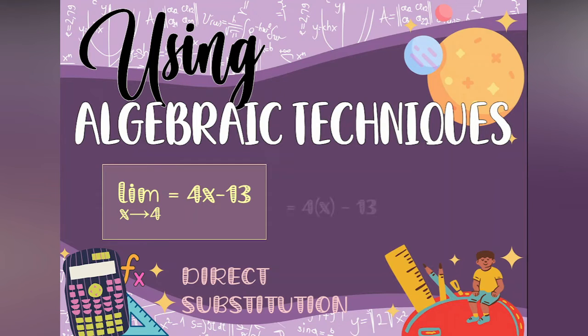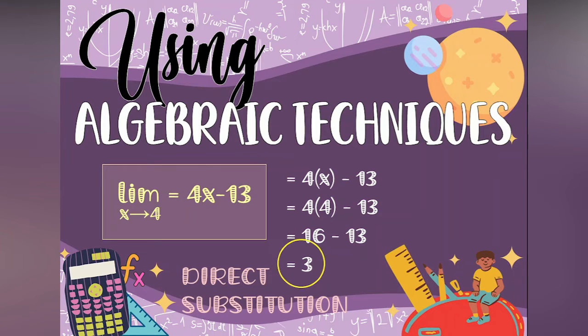First, we need to substitute x with its value, which is 4. Then, we will have 4 times 4 minus 13. 4 times 4 is equal to 16, and we will just copy minus 13. 16 minus 13 is 3. Therefore, the limit of the given function is 3.